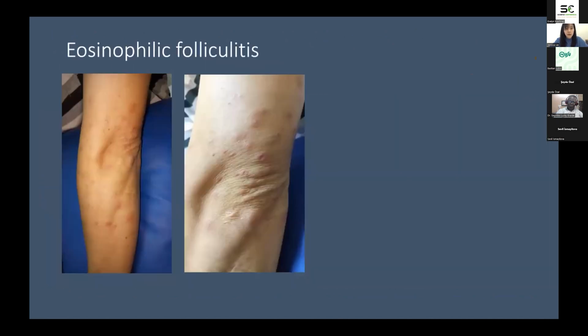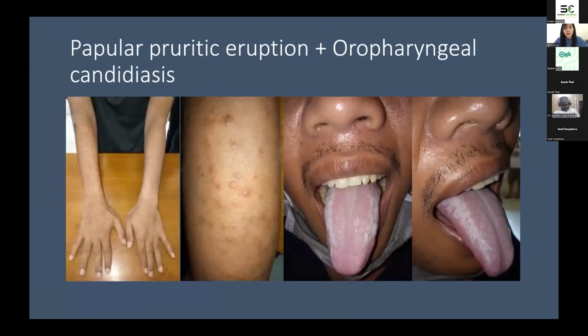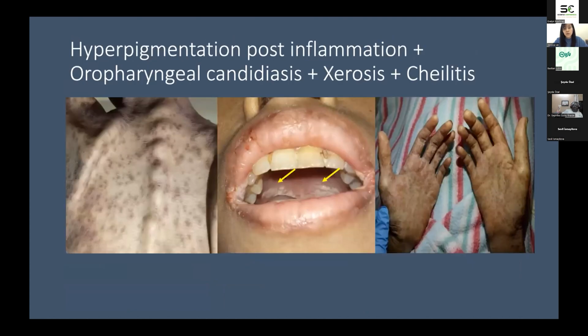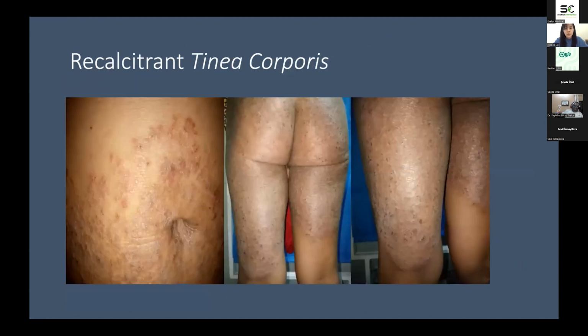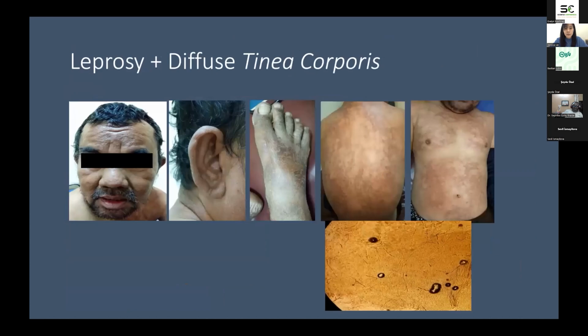This is an eosinophilic folliculitis. This is a bilateral herpes zoster with cervical dermatome and disseminated zoster. This is a papular pruritic eruption with oropharyngeal candidiasis, diffuse oropharyngeal candidiasis, and post-inflammatory hyperpigmentation, cirrhosis, and radiculitis. Recalcitrant tinea corporis. This is eosinophilic folliculitis with oropharyngeal candidiasis. This is a leprosy patient with a diffuse tinea corporis.